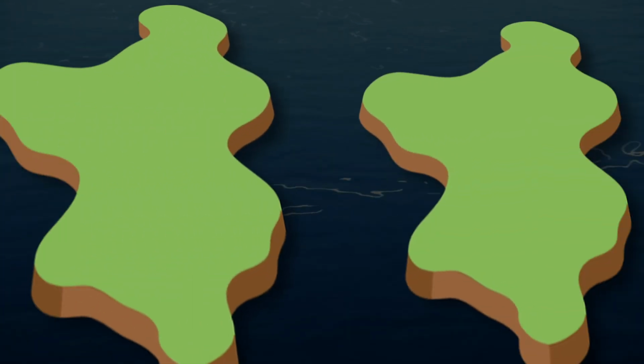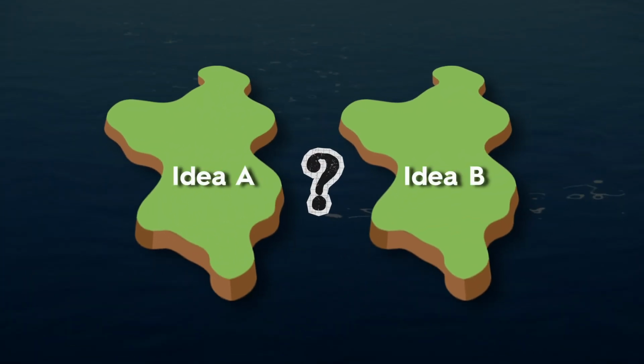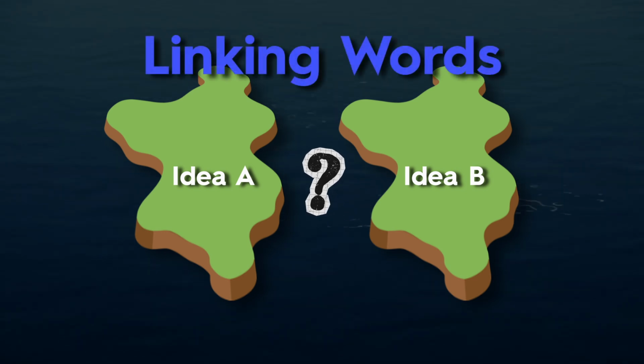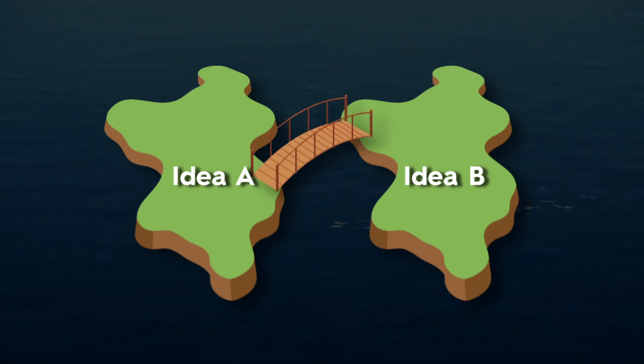Picture this: two strong ideas, but no bridge between them. That's what happens when your essay lacks linking words, and that missing bridge can be the difference between Band 6 and Band 7. Why? It's because examiners don't just look for grammar or vocabulary. They look for flow, like how clearly each sentence connects to the next.